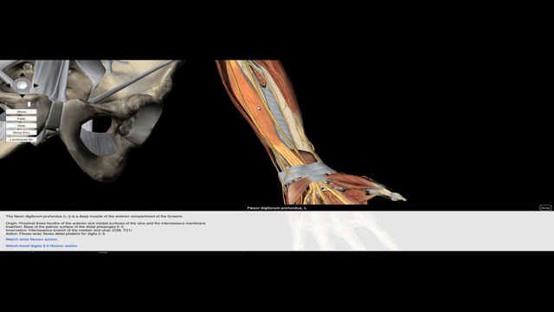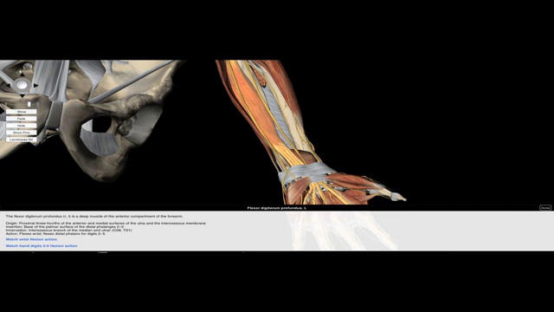The flexor digitorum profundus is a finger flexor that originates on the proximal three-quarters of the anterior and medial surface of the ulna and the interosseous membrane.